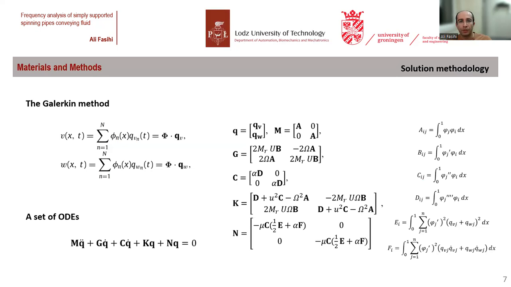Galerkin method is a conventional tool for transferring PDEs to a set of ODEs. For this system, the equation of 2 transverse motions is like these functions, where phi are appropriate comparison functions satisfying the boundary conditions of the problem, and q's are generalized coordinates of the discretized system. By using this method, the equation of motion would be like this, where M, G, C, K are mass, gyroscopic, damping, and stiffness matrices. And N is the nonlinear vector.